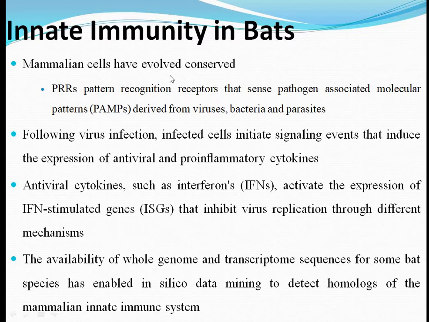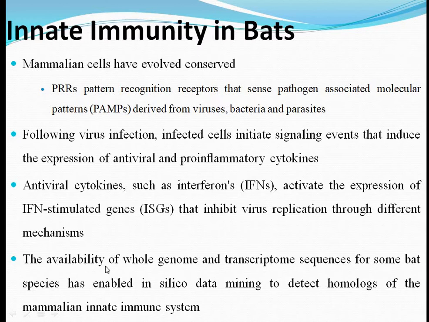Mammalian cells have evolved conserved pattern recognition receptors that sense pathogen-associated molecular patterns, PAMPs, derived from viruses, bacteria, and parasites. Following virus infection, infected cells initiate signaling events that induce the expression of antiviral and pro-inflammatory cytokines. Antiviral cytokines such as interferons activate the expression of interferon-stimulated genes that inhibit virus replication through different mechanisms.